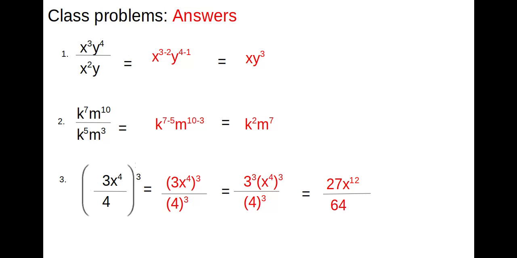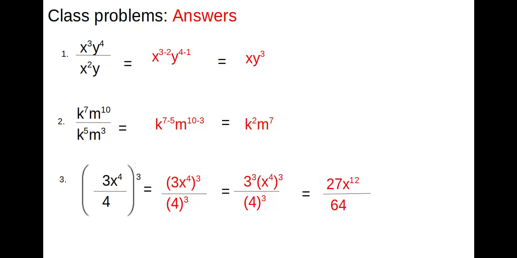Okay, so here are the class problems and their answers. As you can see with the first equation, we're going to be doing the same thing that we did at the very beginning of this, which was quotient of powers. So it's going to be x to the third power minus 2 and y to the fourth power minus 1, and you get xy to the third, which is what we did right at the beginning. Now, for the second one, it's k to the 7th power, m to the 10th power, divided by k to the 5th power, and m to the 3rd power. And it's quotient of powers, just like our first topic at the beginning of this slideshow. And that's k to the 7th power minus 5 and m to the 10th power minus 3, which equals k to the 2nd power, m to the 7th.